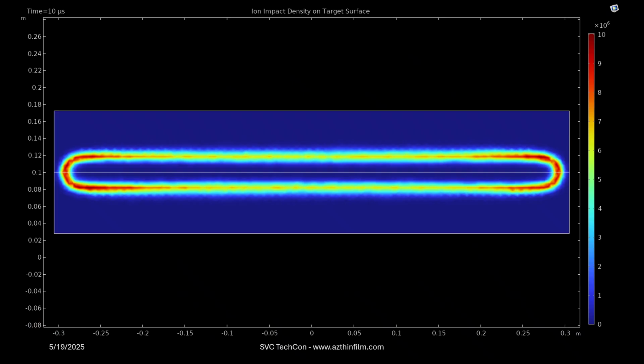Now, if we take that deposition profile, the ions that are collected on the surface of the target, we can see that they are stronger on the turnarounds and weaker on the straightaways. And there's a little bit of an asymmetry. So the right-hand turnaround is a little bit stronger on the top. The left-hand turnaround is a little bit stronger on the inside racetrack.